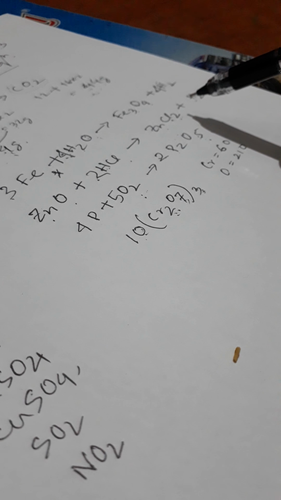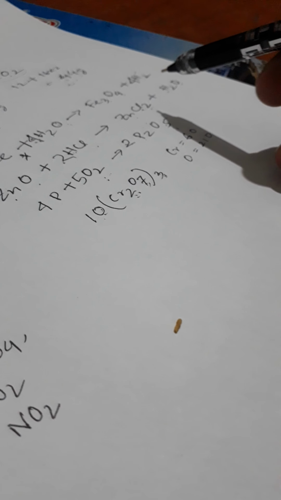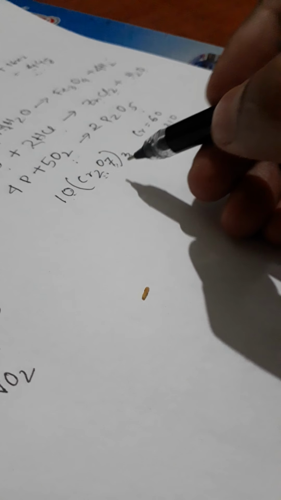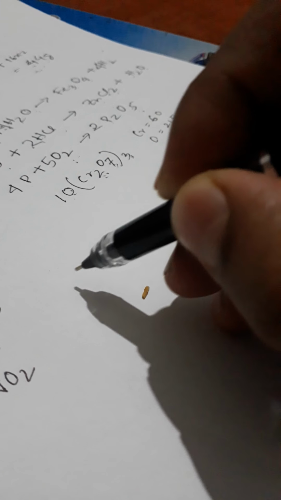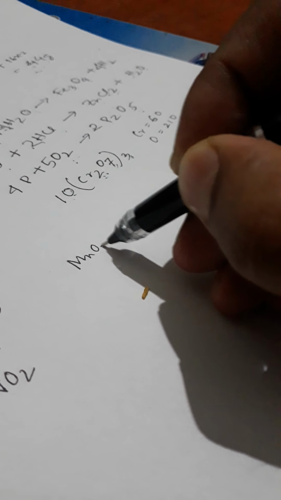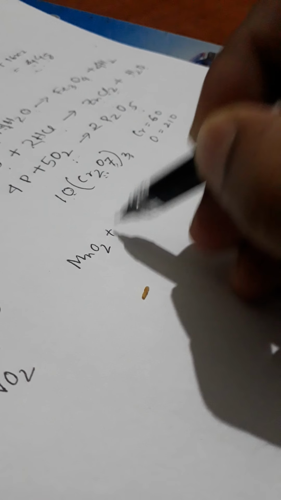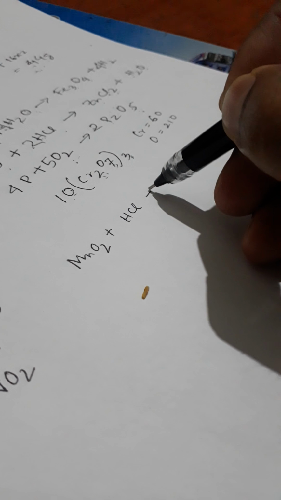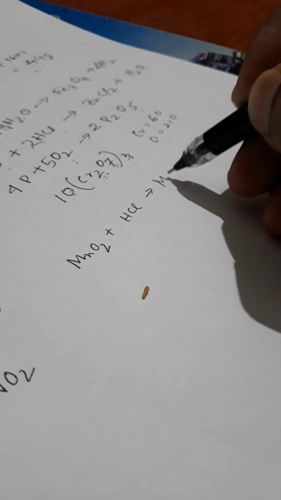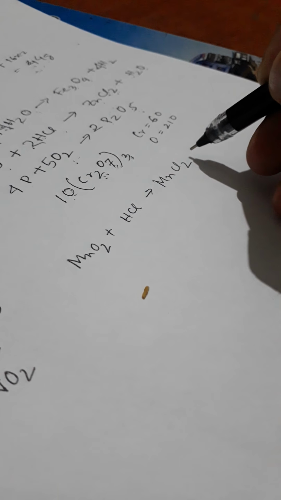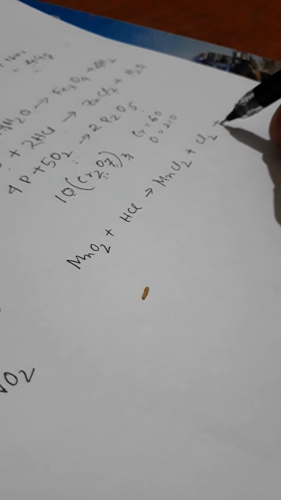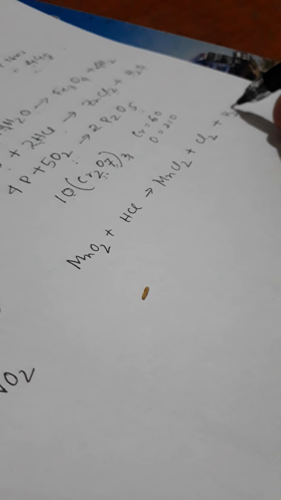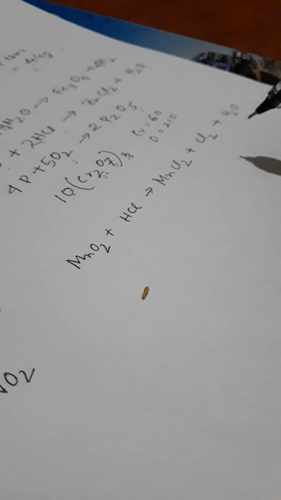Now I will show you another easy balancing equation like this. Manganese dioxide when it reacts with hydrochloric acid gives manganese chloride, chlorine gas along with water. You have to balance the equation.